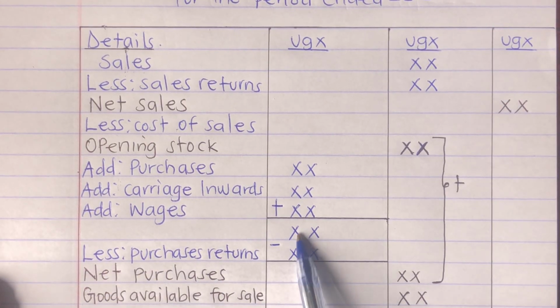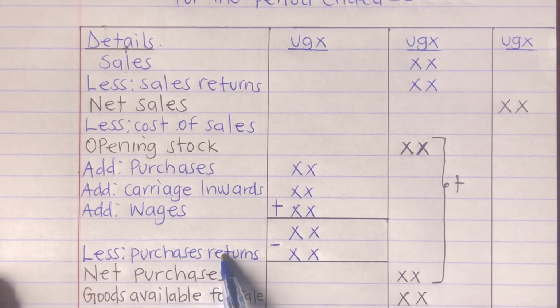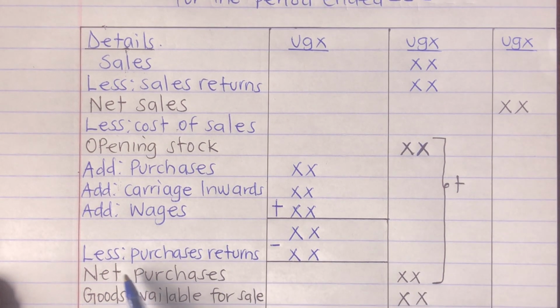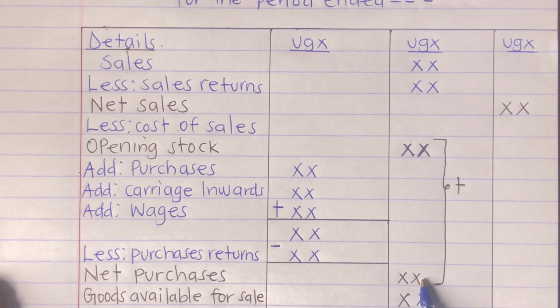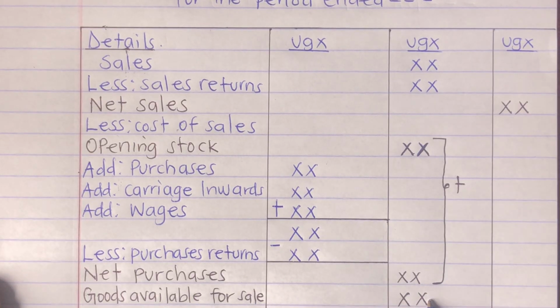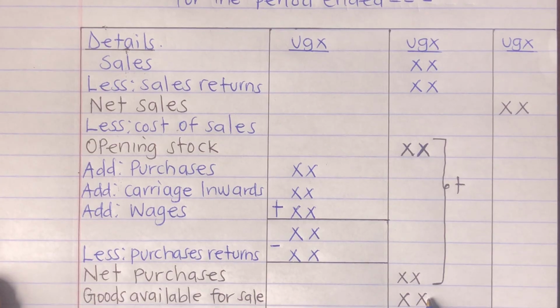So these are total purchases. Then we say less purchase returns, and we get the net purchases, and we post the net purchases in the second column. Now, all we are aiming at in an income statement is getting the net profit. And we said when you're preparing an income statement, it is a combination of a trading account and profit and loss account. So we shall be finding gross profit and gross loss.